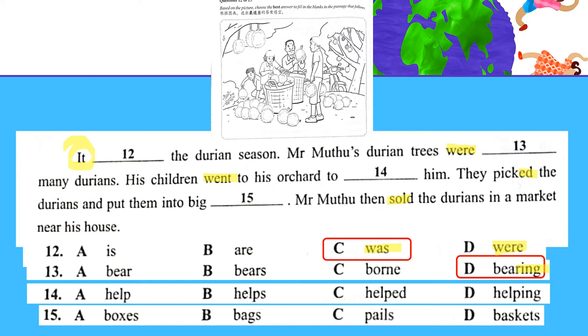Number 14, his children went to his orchard to. Okay, if you see the word to, whether it's past tense, present tense, or future tense, the answer will always be the original word. So we use the original, not adding s, not adding ed, cannot add ing. So the answer is A, to help. And then the last one, they put the durian and put them into big. Big what? Big boxes, big bags, big pails. The answer is D, big baskets. These are baskets. Okay, next.